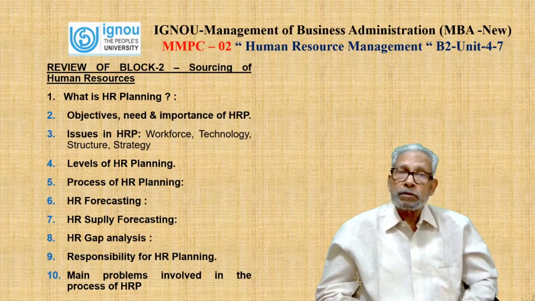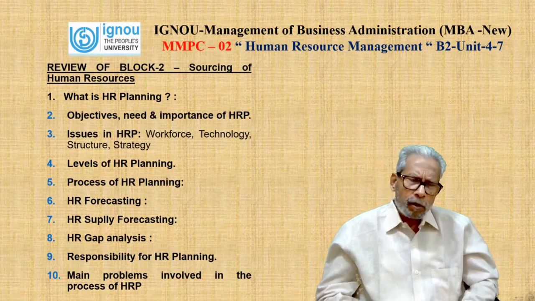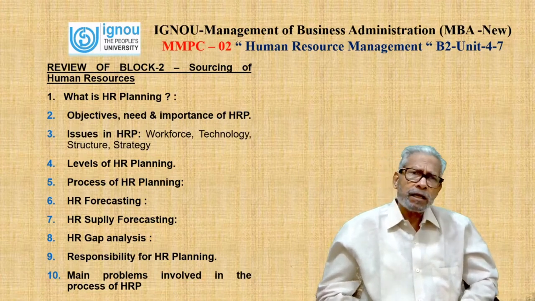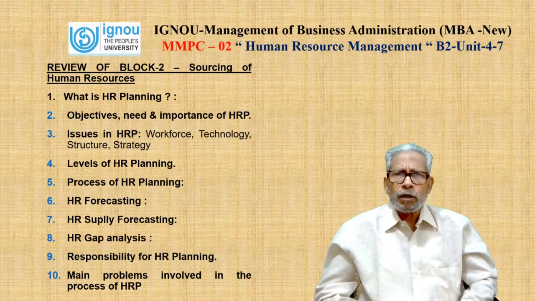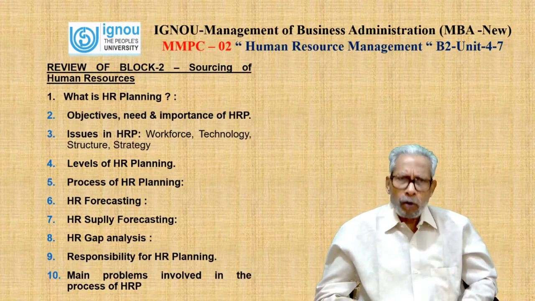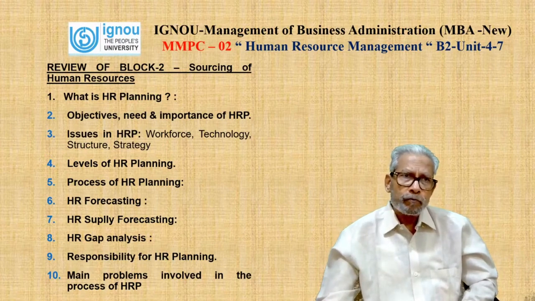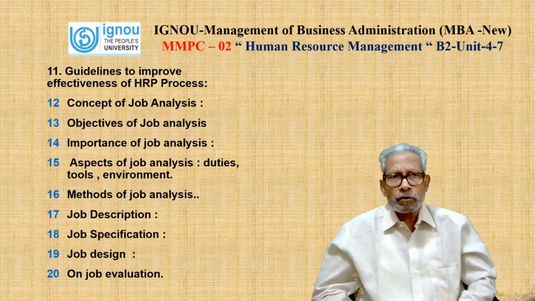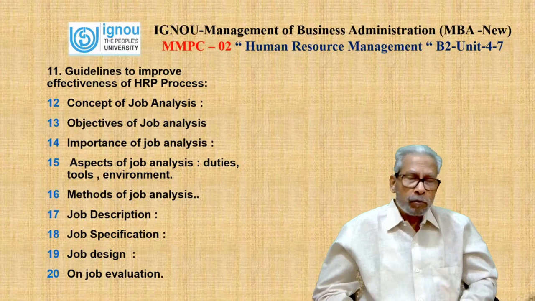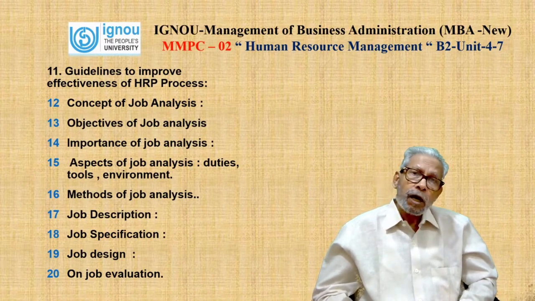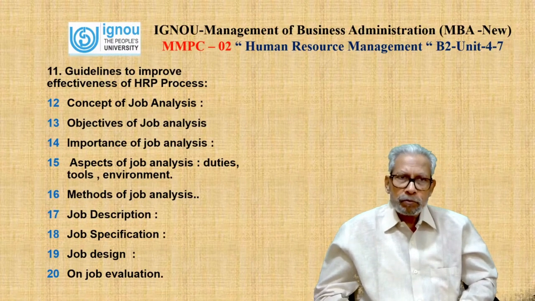Main problems involved in the process of HR: during the process, a lot of obstacles are there. You may not get correct data, or the viewpoint of the employees may not be obtained. There are a lot of limitations, or problems, or challenges we can say. Then guidelines to improve the efficiency: there are a lot of guidelines, such as the WHO guidelines, and the ILO is also important. There are many guidelines for the HR processes.